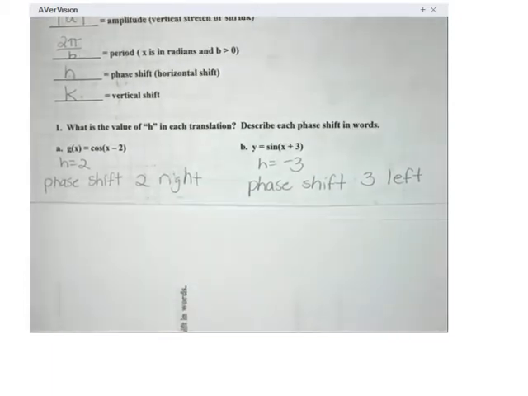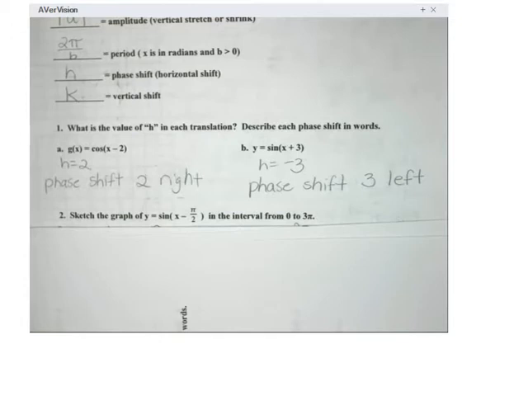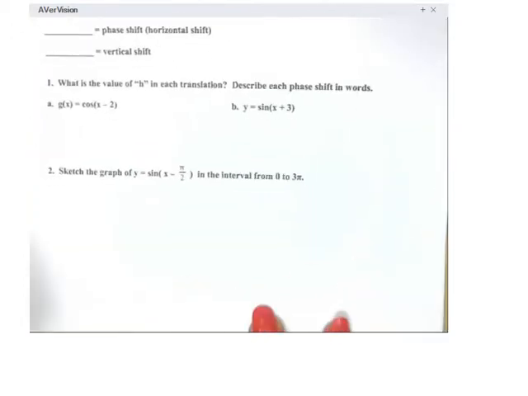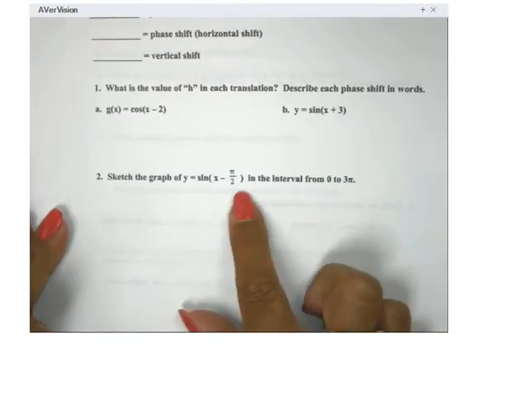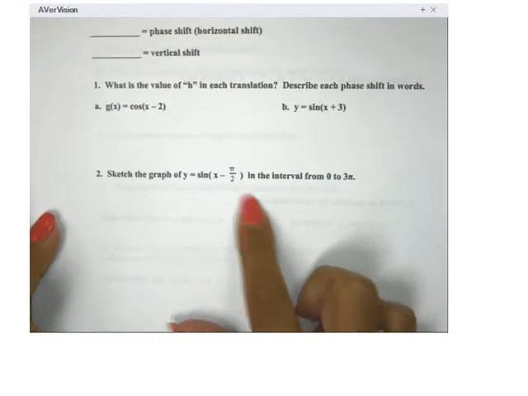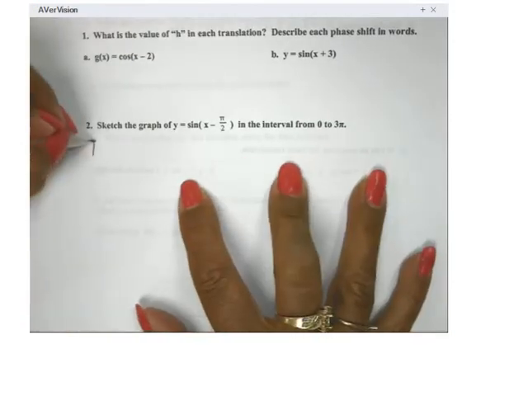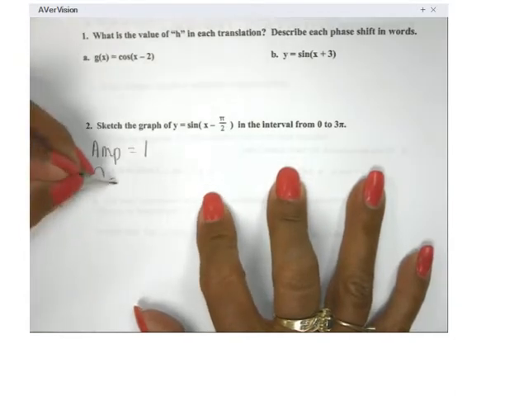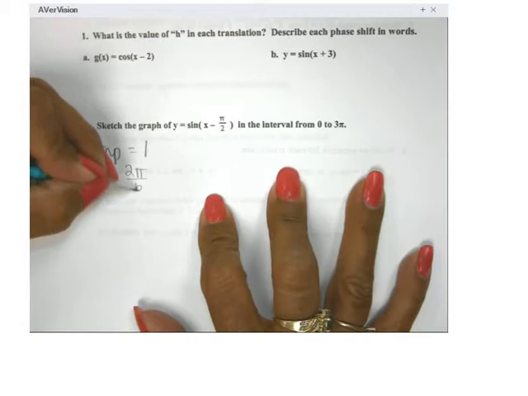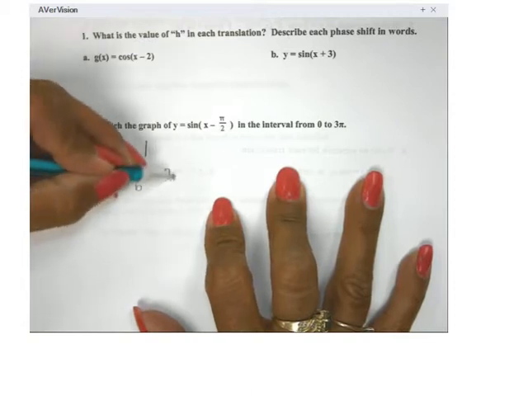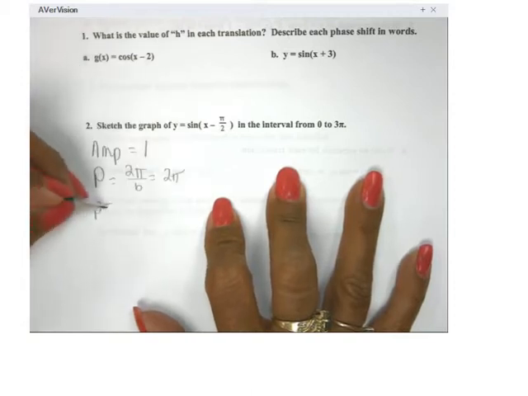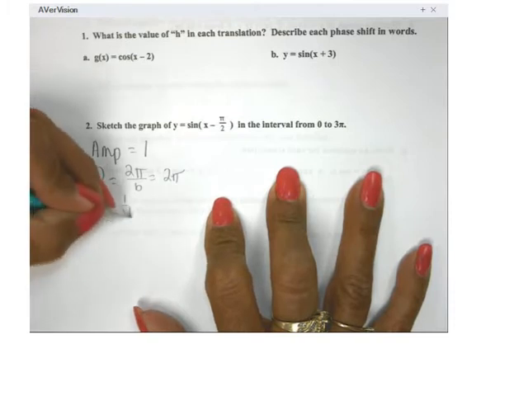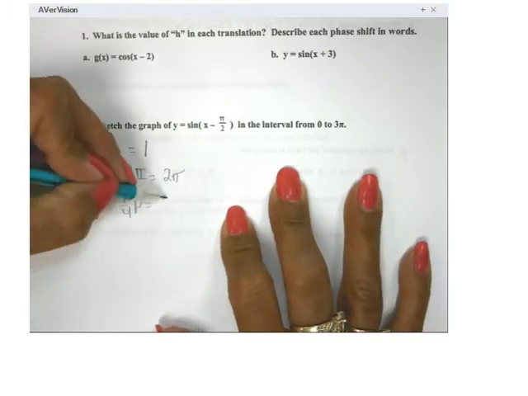Okay, so let's get right to sketching a graph. And we kind of go like a little machine on these. So we're going to start with sketching the graph of y equals sine of x minus pi over 2, and we're going from 0 to 3 pi. So we know that our amplitude is 1. We know that the period is 2 pi over b, which is just 2 pi. We have critical points every 1/4 of the period, every 2 pi over 4, every pi over 2.